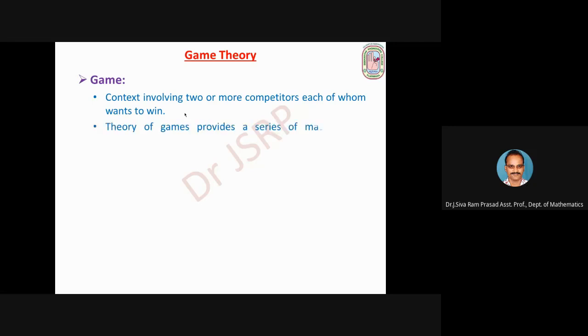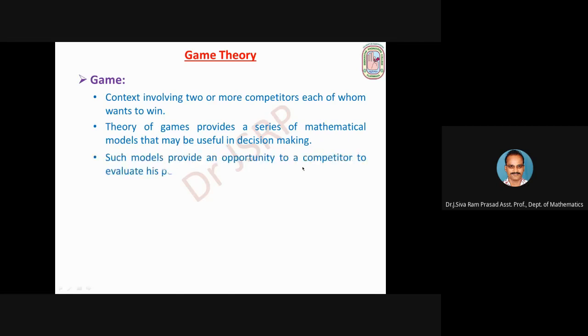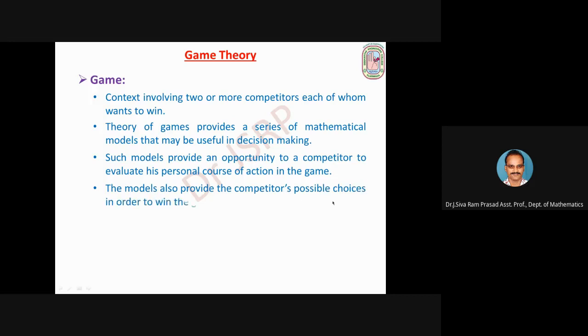So that is the general meaning of a game. Theory of games provides a series of mathematical models that may be useful in decision making. Such models provide an opportunity to a competitor to evaluate his personal course of action in the game. These models can help in selecting the choices of the players. The models also provide the competitors possible choices in order to win the game. So that is game and game theory.